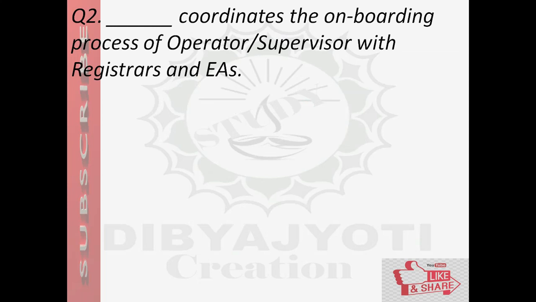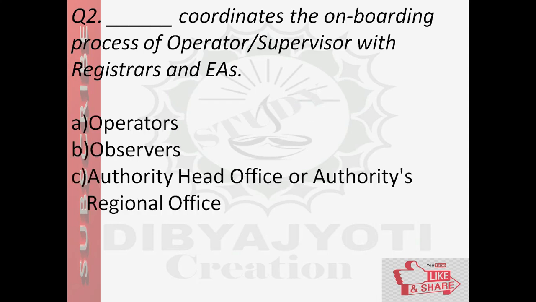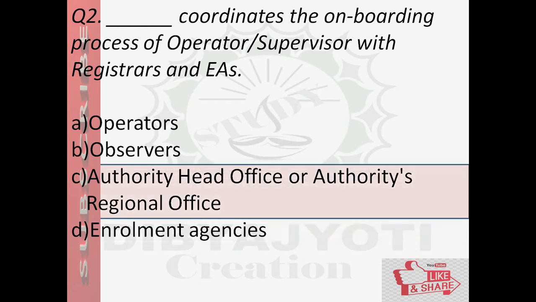DASH coordinates the onboarding process of operator or supervisor with registrar and EAs. Options are option A, operator. Option B, observer. Option C, authority, head office or authorities, regional office. D, enrollment agency. And answer is option C, authority, head office or authorities, regional office.